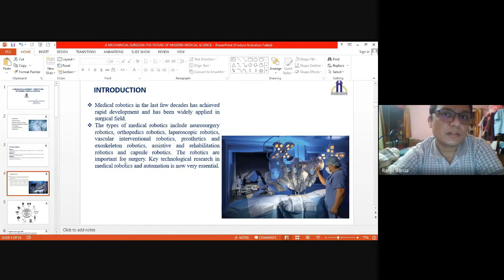The key technology involves basic engineering as well as medical science. So whenever the basic medical science and the engineering techniques and methods come together in a particular area, biomedical robotic analysis is very helpful for modern medicine and modern medical sciences.